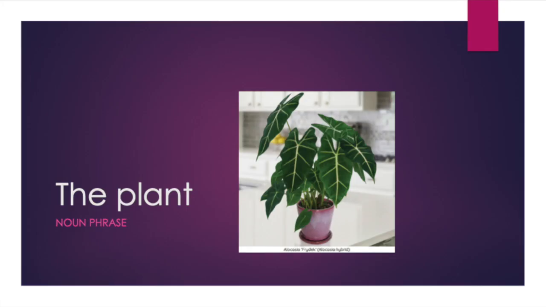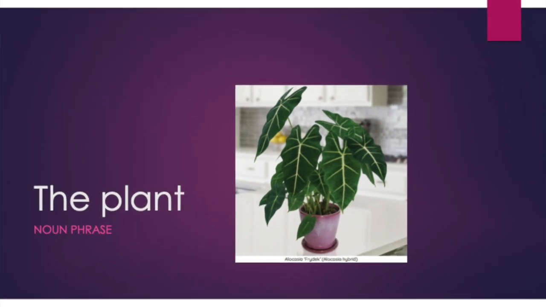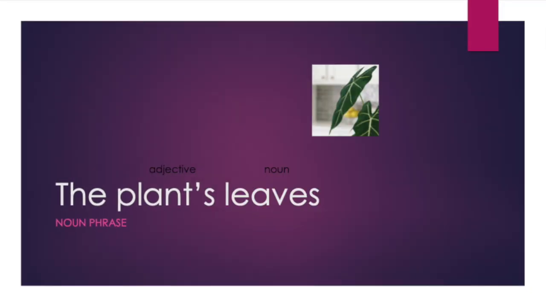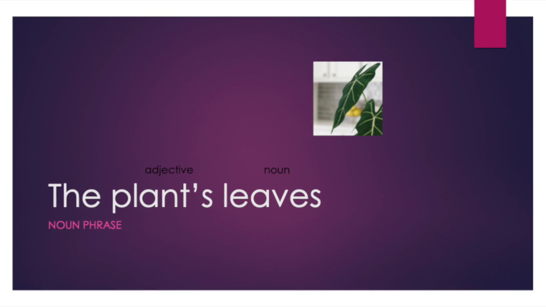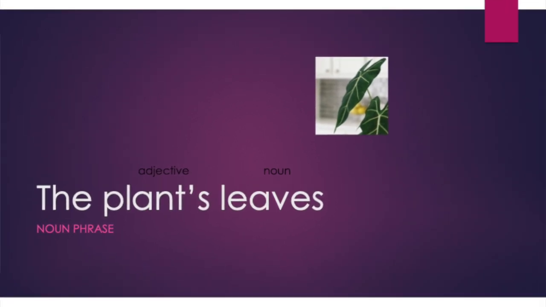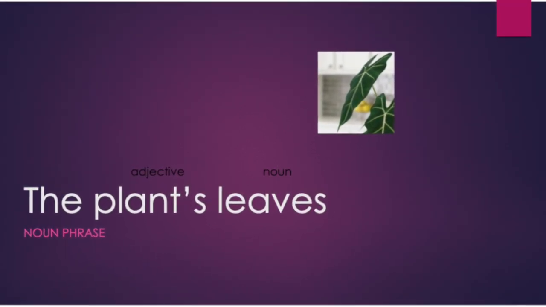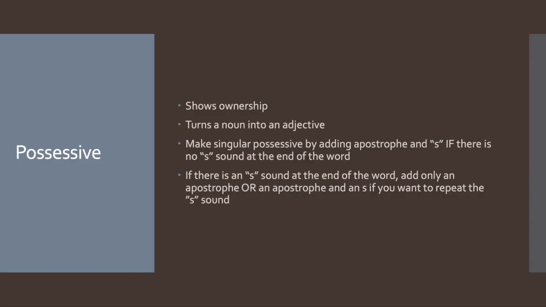So if I have a plant, that's a noun, right? It's a thing. But if I talk about the plant's leaves, now plant apostrophe S owns its leaves, right? But leaves is a noun. What's happening there is that the apostrophe is turning your noun into an adjective. And in order to form the possessive of a noun, I am going to add an apostrophe and an S if there's no S sound at the end of the word.